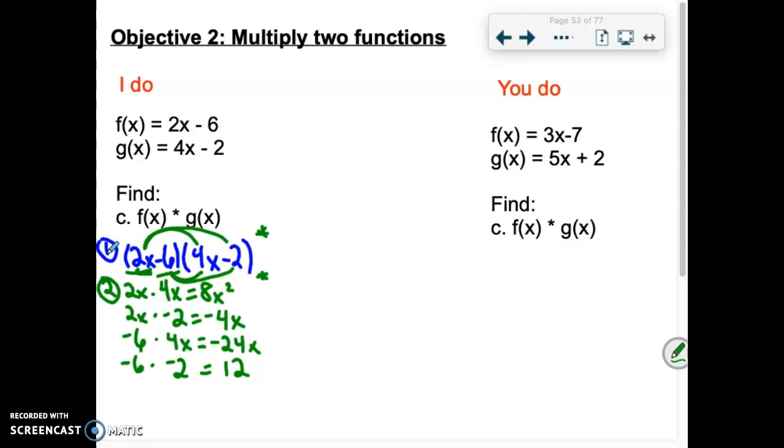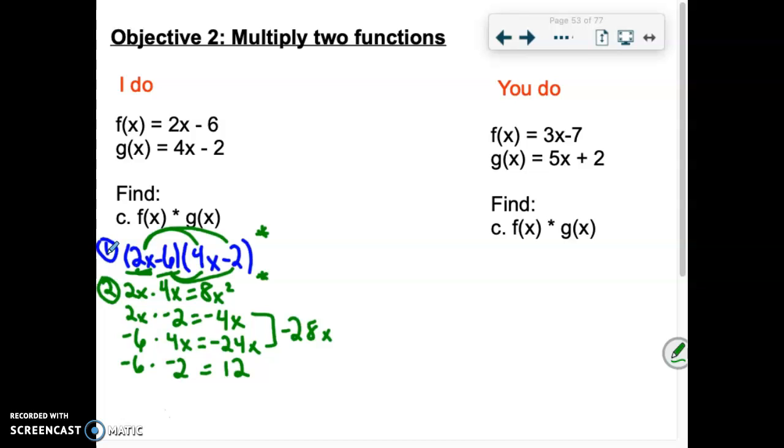And then to finish this off, we're going to look to see down here in green if there's any terms to combine, any like terms that are needed to combine. And in this case, we have 2 of them, negative 4x and negative 24x. We add those together, so negative 4 plus negative 24 becomes negative 28x. So that's all of step 2.